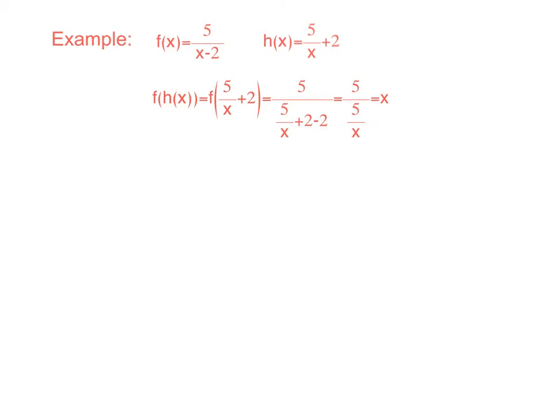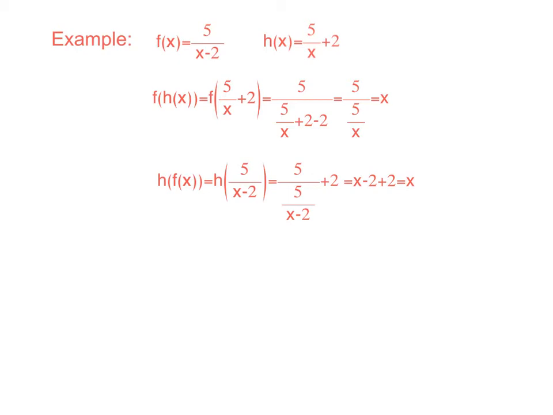So initially let's take f of h of x. So we're going to take h of x, which is 5 over x plus 2, and we're going to substitute it in for x in the function f. So as you can see in the example here, we end up with 5 over x, which ends up being equal to x. Well, we're halfway there. This is equal to x. Now let's see if the other composite function is equal to x.